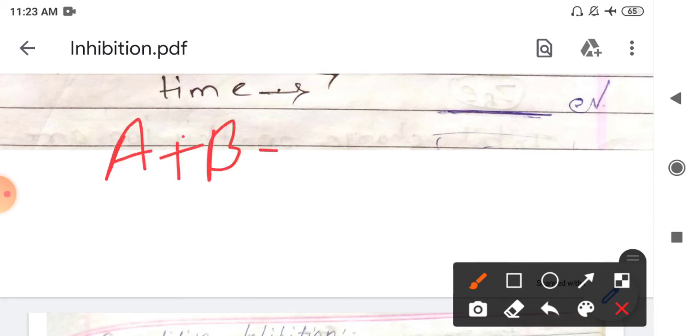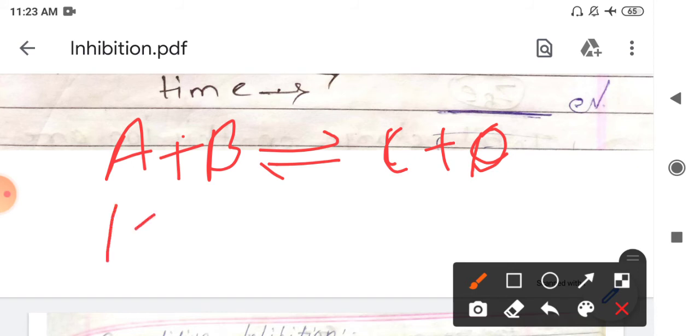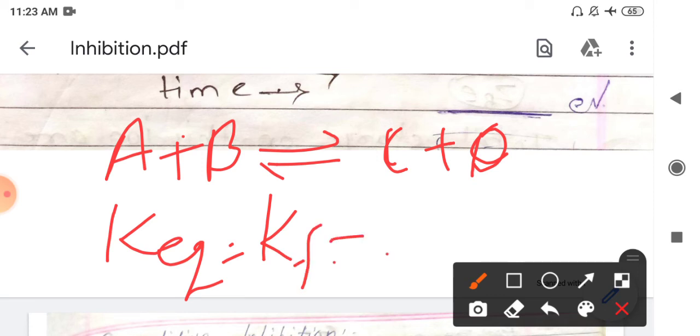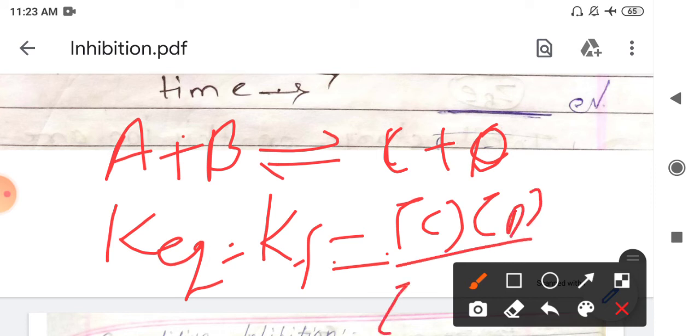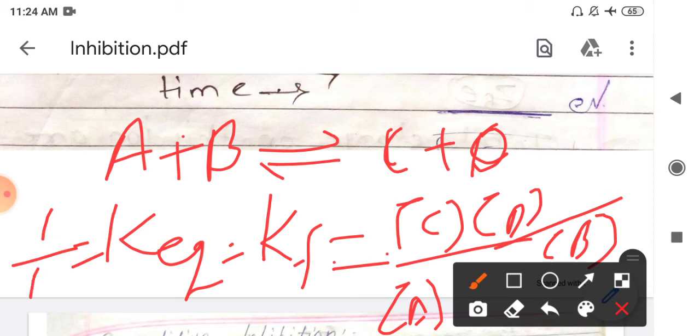How will you obtain the dissociation constant? Suppose this is the general reversible reaction, A plus B gives C plus D. What is the equilibrium constant, or the formation constant? The formation constant is the concentration of C into concentration of D divided by concentration of A into concentration of B. But what we want to find out is the dissociation constant, which is simply the opposite of the formation constant. My dissociation constant is the inverse of this formation constant.